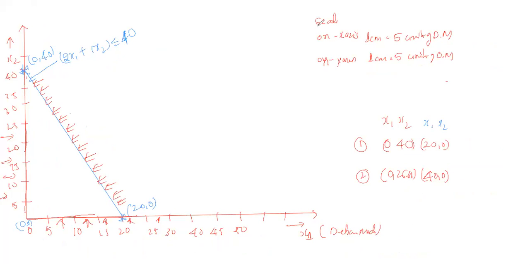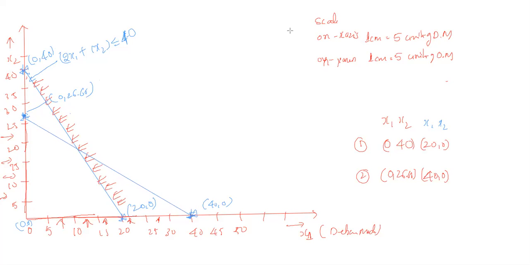Similarly, go for the second constraint. The second constraint is 0, 26.66. Here x1 is 0 and x2 is around 26.66. And similarly 40, 0: x1 is 40 and x2 is 0. So this is 40, 0, and this is 0, 26.66. Now again we need to consider the straight line joining these 2 points.